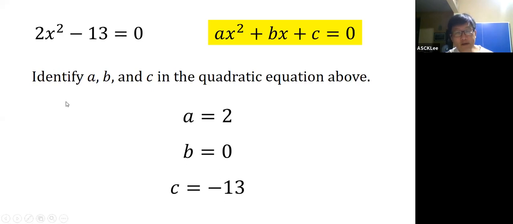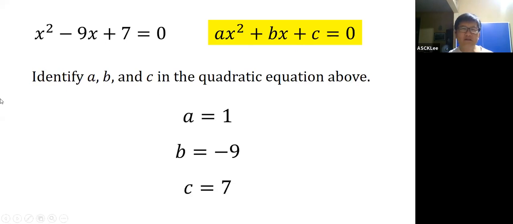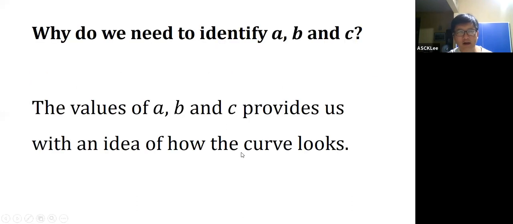So here you can see again, once you have expressed a quadratic equation in standard form, identifying A, B, and C is easy. Now the last one here, the fourth one, identify A, B, and C again, and you can do this. A is a 1, B is a minus 9, and C is a 7. Very simple. I'm sure by this point you've already got the hang of things.